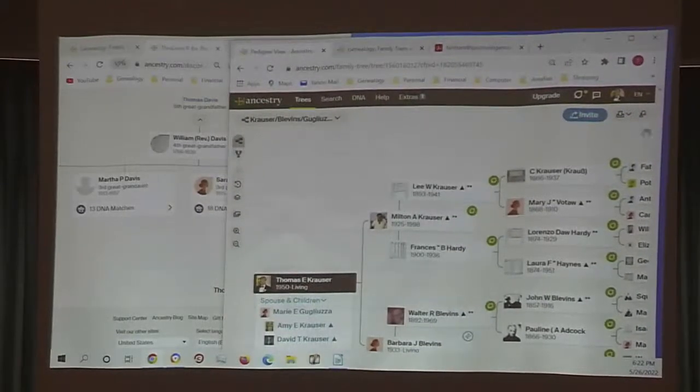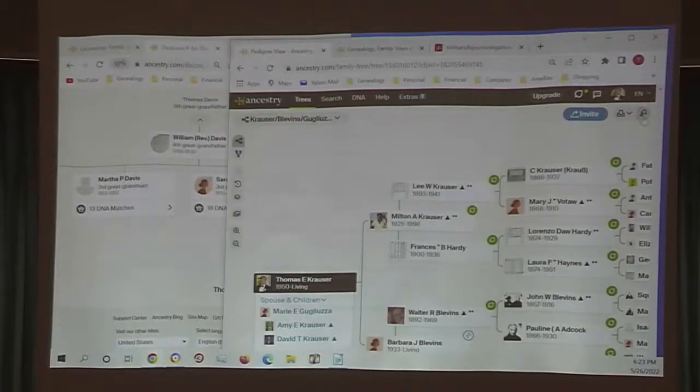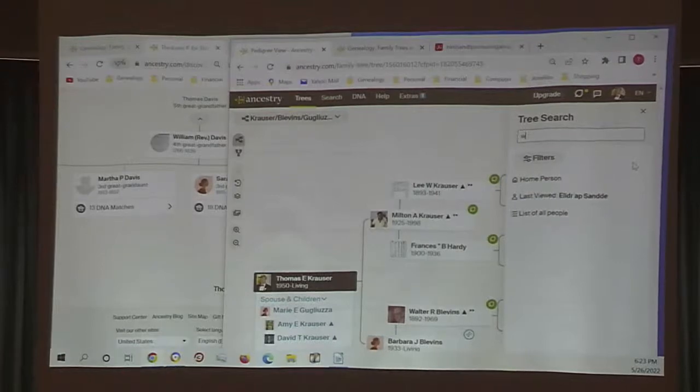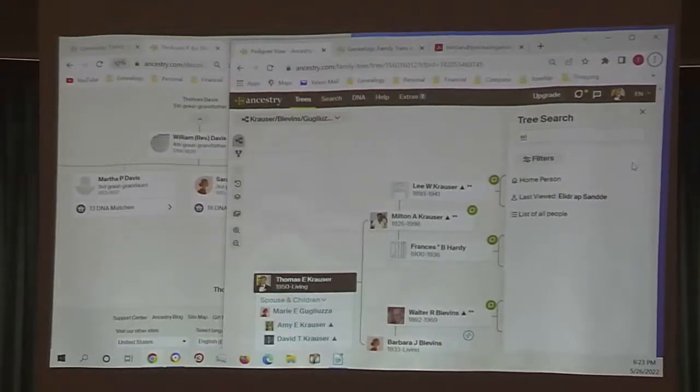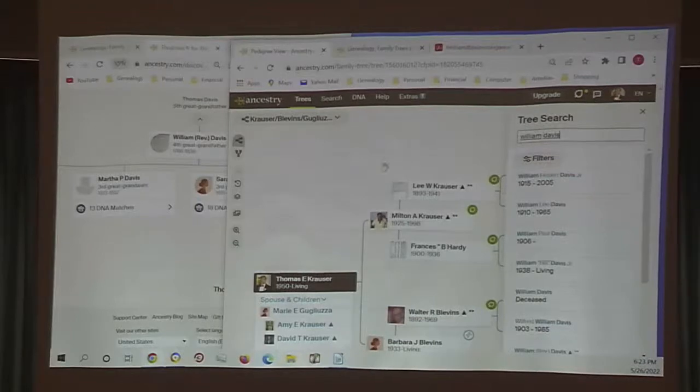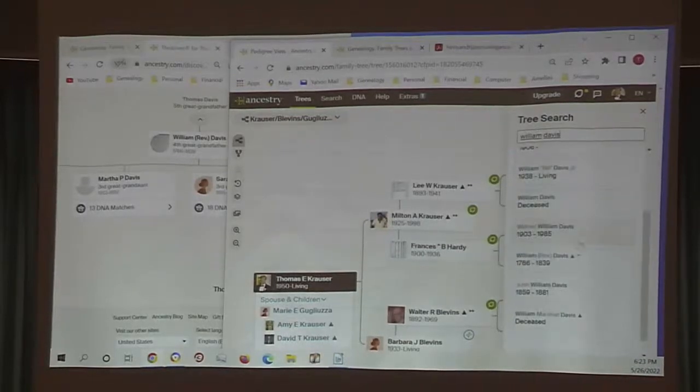Okay, so this little icon here is your tree search, right? I want to search my tree. So if I type in William Davis, I'm looking for the William Davis who was born about 1766, right? And 1766 right there, that must be him.